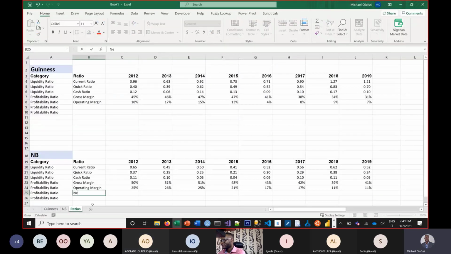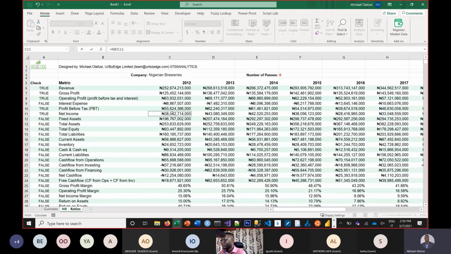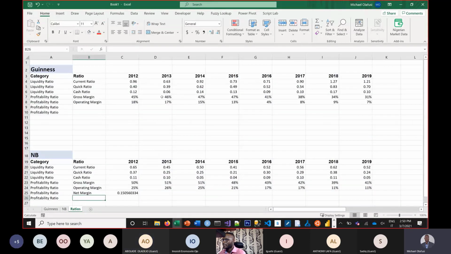So, net profit margin, right, which is going to be the net income divided by the revenue.